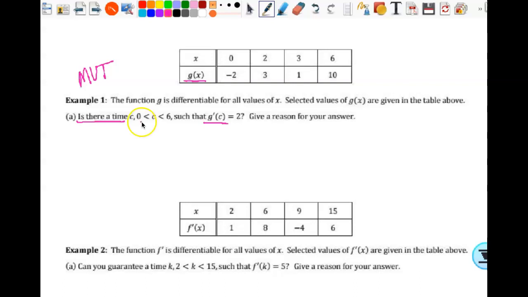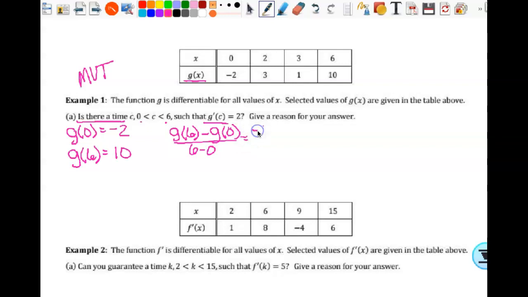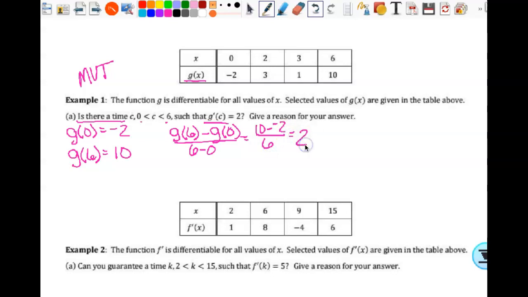We want to find the endpoints from here. So g of 0 is -2. G of 6 is 10. Okay? Everybody good with all that? All right, so since it's MVT and this is a rate of change, I need to find the rate of change. Right, so I can do g of 6 minus g of 0 over 6 minus 0. And that gives me, no it doesn't, gives me 10 minus a -2 over 6. What does that give me? 2.